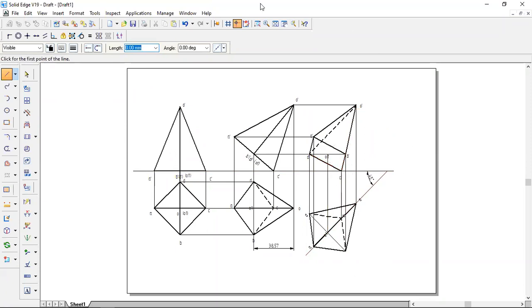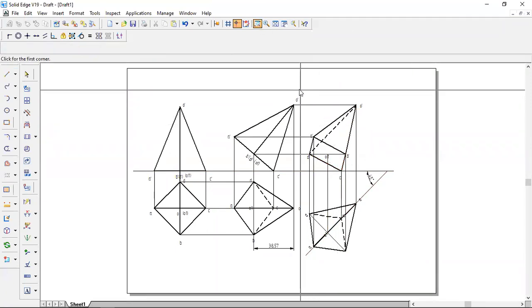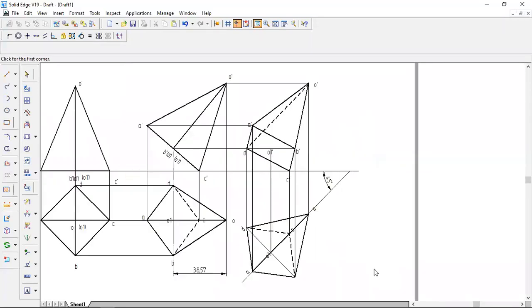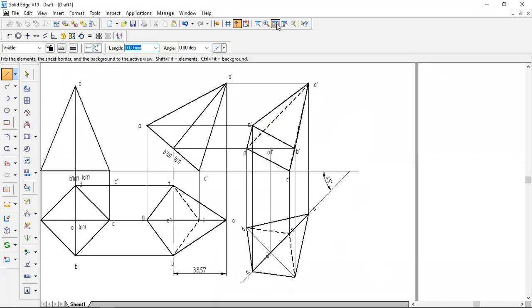Similarly, OC, when you look at this here, OC is here. So when you look from this side, the observer cannot see this OC also. So OC should be drawn as a dotted line. Right, like this. So this is how you need to draw.